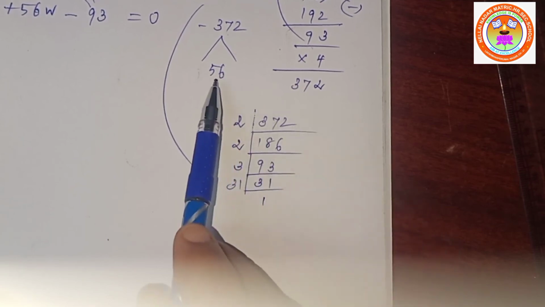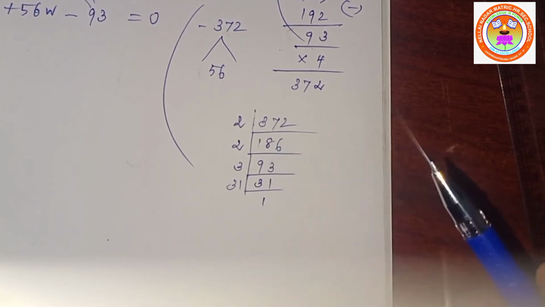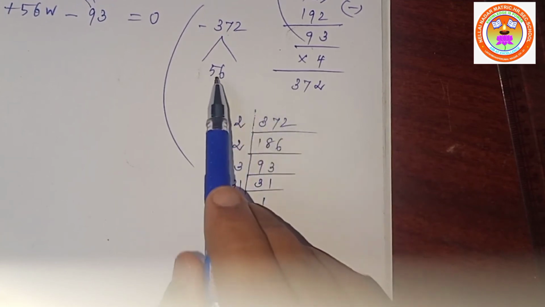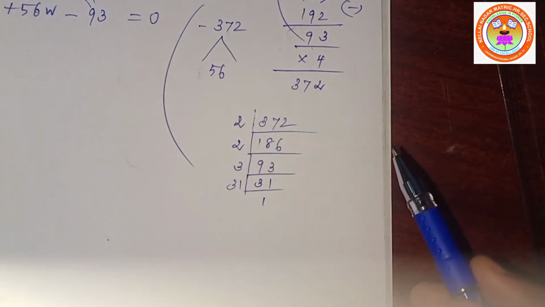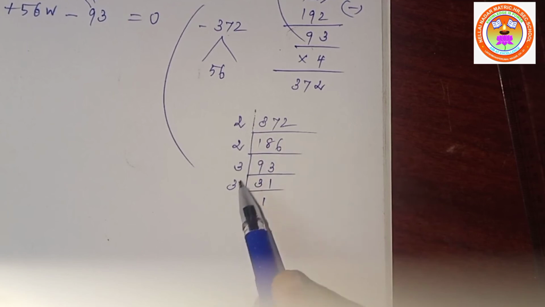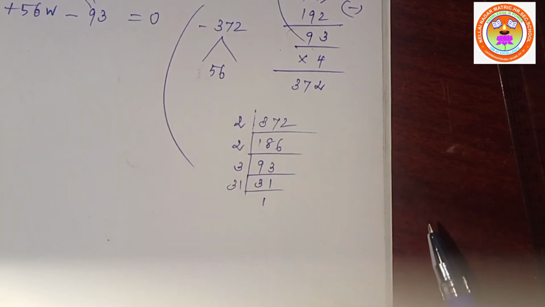So how to get 56? We have to get the combination. So if we take 2 2s are 4, 4 3s are 12, 12 and 31, 372 only, but no chance of getting 56. Suppose 2 2s are 4, 3 into 31, 93. 93 and 4 if you consider, 93 into 4 is 372 only, but no chance of getting 56. So what to do, sir?